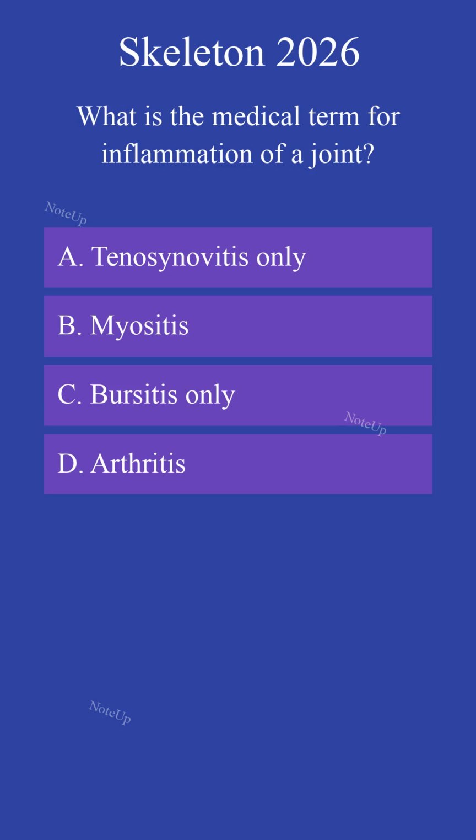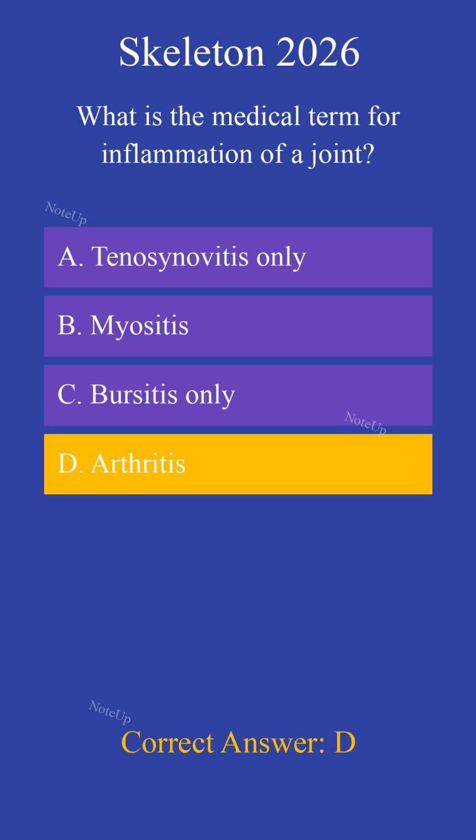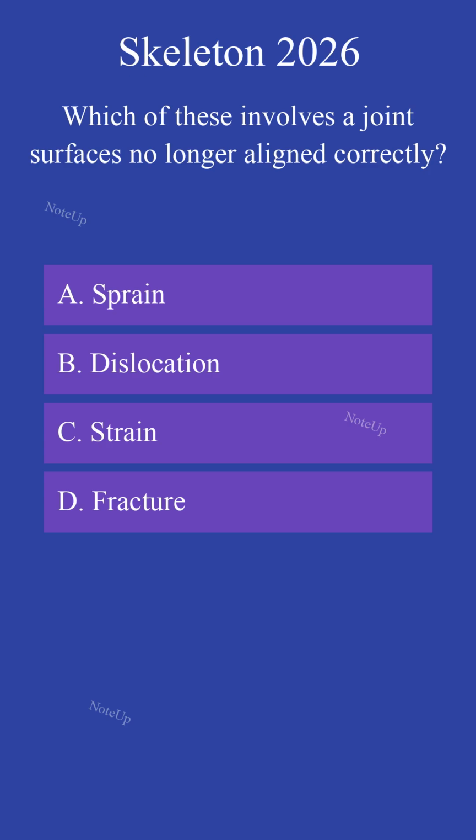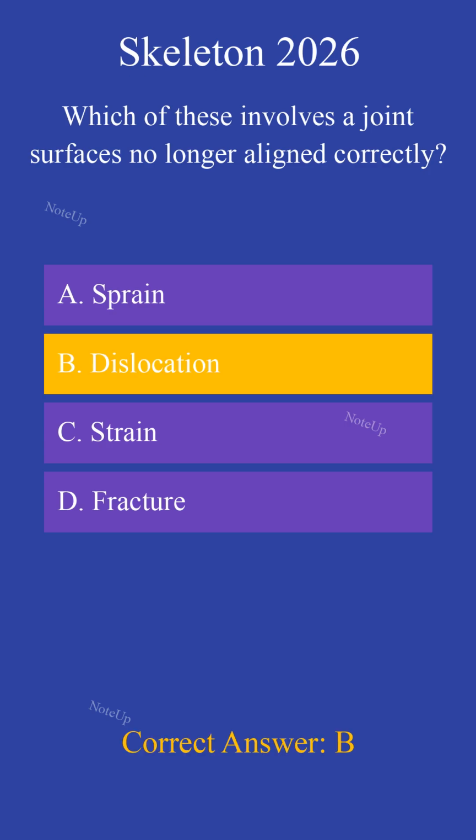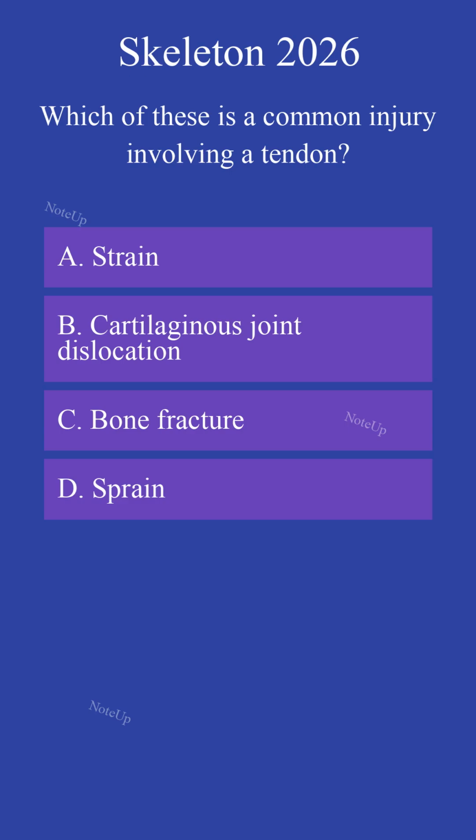What is the medical term for inflammation of a joint? The correct answer is D. Arthritis. Which of these involves joint surfaces no longer aligned correctly? The correct answer is B. Dislocation. Which of these is a common injury involving a tendon?